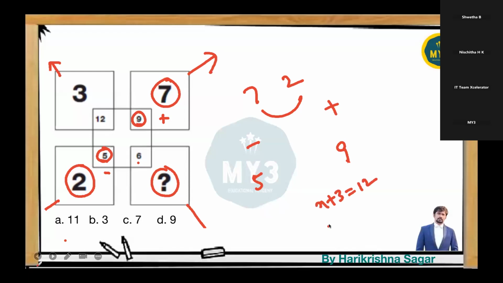And x minus 3 is equal to 6. What is that number? Definitely we can say our number is going to be 9. If it is 9, then it satisfies the condition. Are you getting my point, guys?